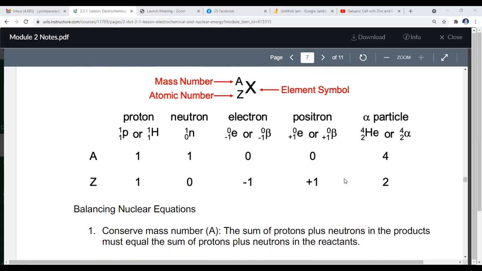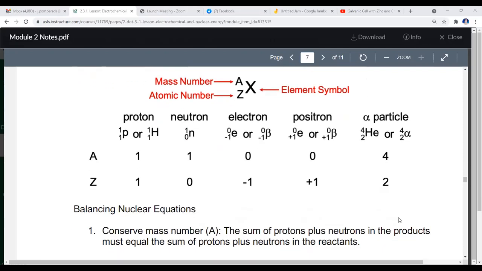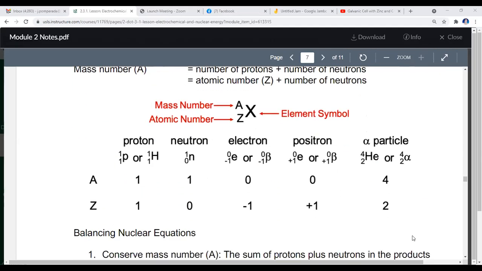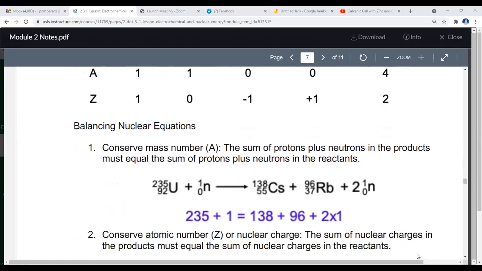Now, how do we balance nuclear reactions? We're now talking about nuclear chemistry, and what we're balancing here is not the number of electrons, nor the number of atoms of each of the elements present, but rather the number of protons and neutrons in a particular nuclear reaction. Since this is nuclear chemistry, we'll be talking about nuclear equations. Now, how do we balance nuclear equations?